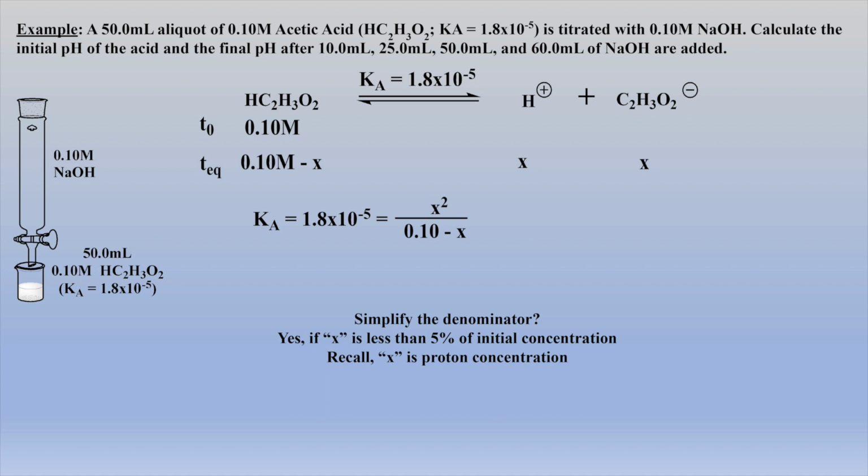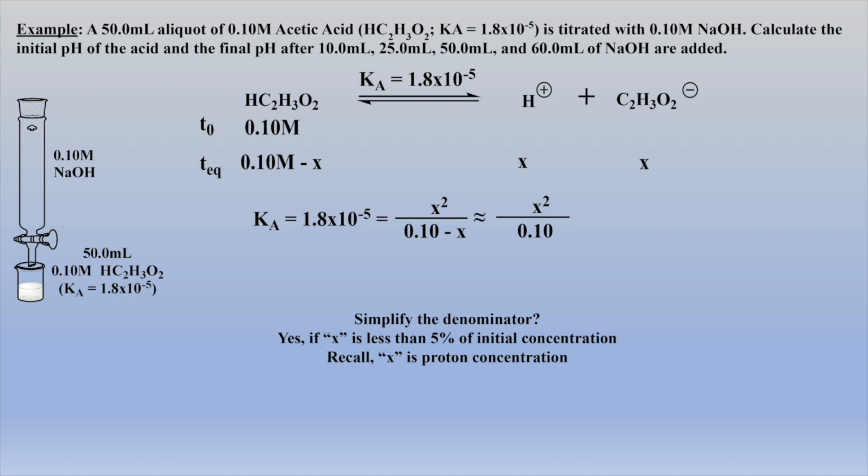the 5% rule. The 5% rule works when the extent of ionization will be less than 5% of the initial concentration of acid. For example, we predict that acetic acid will dissociate very little due to the small Ka value, and therefore X will be small when compared to the initial concentration of 0.1 molar. Thus, the denominator can be simplified, which affords a much easier calculation.